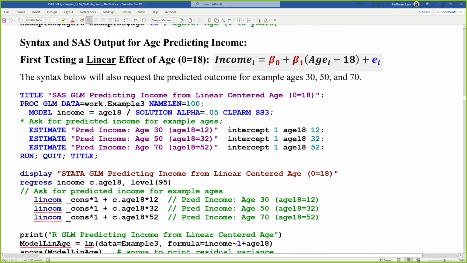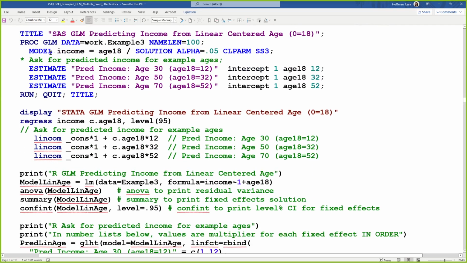So putting a linear effect of age in the model only. This is something you already know how to do. You did it to look at predicted fits in your homework, for instance. And we predicted income from education as a linear effect before. Now we're switching it out to do age. So proc GLM, income equals age 18. Another way you can accidentally screw this up is to put the original variable here instead. If you do that, you'll get the intercept wrong, but everything else will be okay, because it changes where 0 is, which is what the intercept refers to.